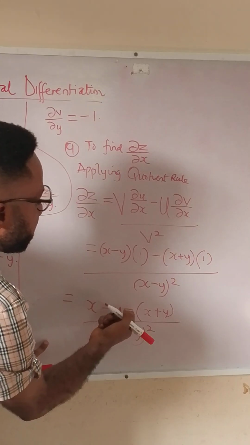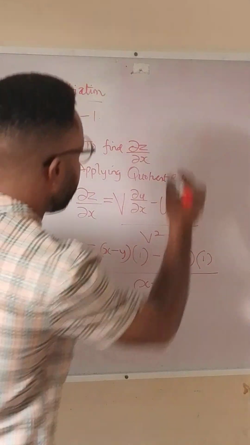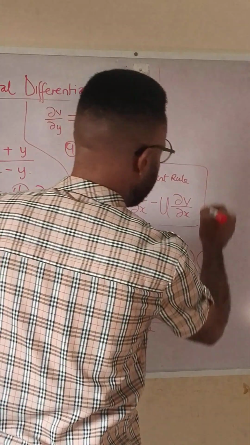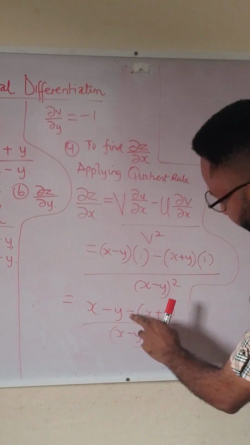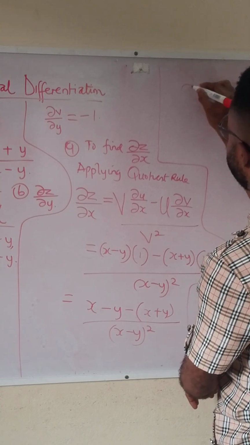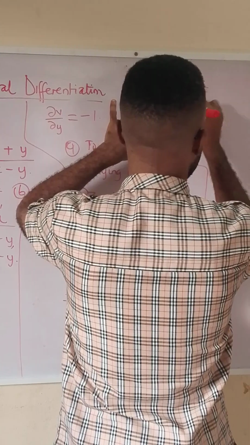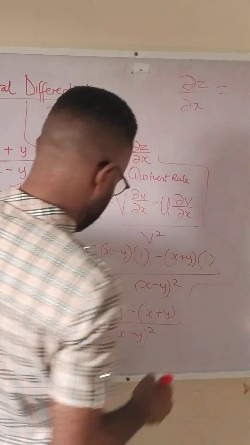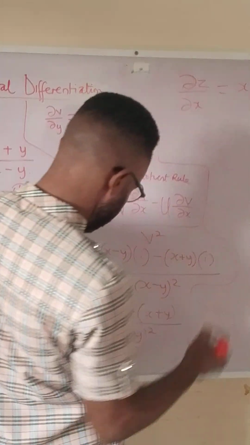We have to use this negative to open this bracket, so let us come to this side of the board. When we use the negative to open this bracket, the partial derivative of z with respect to x will be equal to, we take our first x minus y, which is this one.